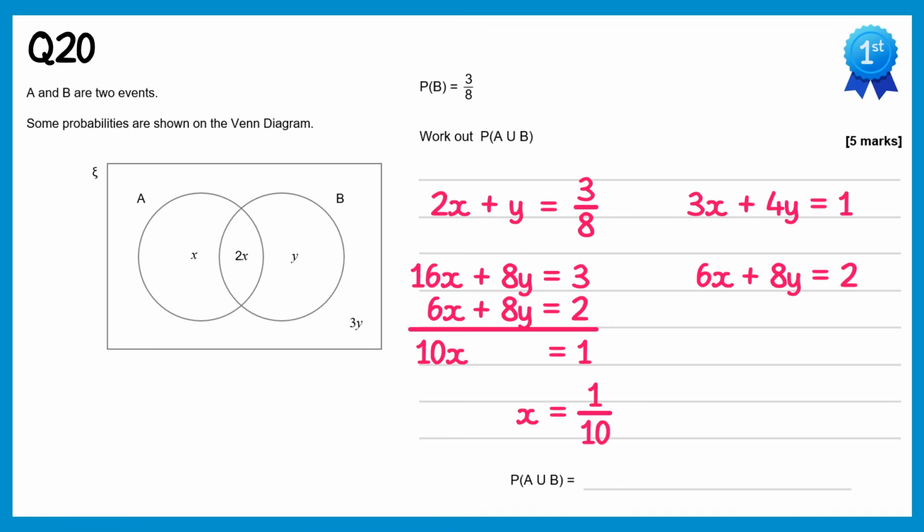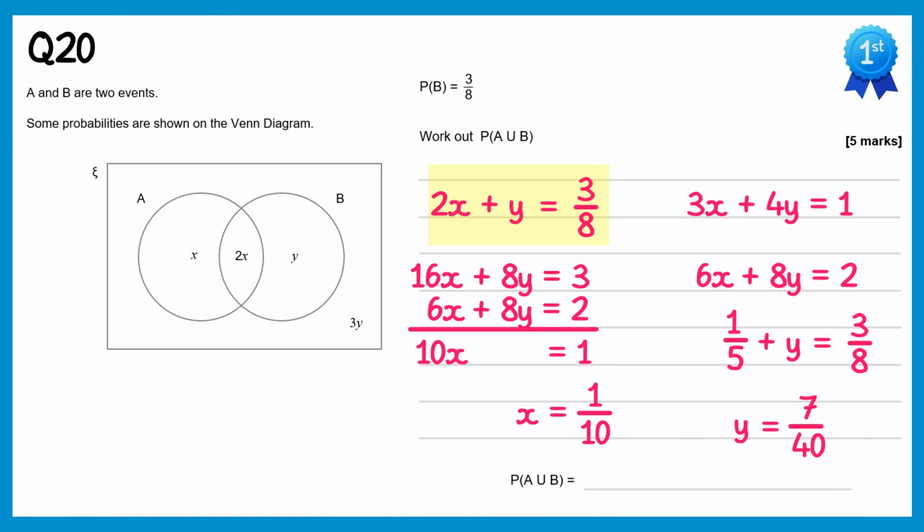We can now substitute this back into one of the equations to find y. I'm going to go for the very first equation up here. So 2 lots of x, which is 2 lots of 1/10, which is 1/5, plus y equals 3/8. So to find y, I need to take away 1/5 from both sides, so y equals 3/8 take away 1/5. If you do this, you end up with 7 over 40. So we found that x equals 1/10 and y equals 7 over 40.